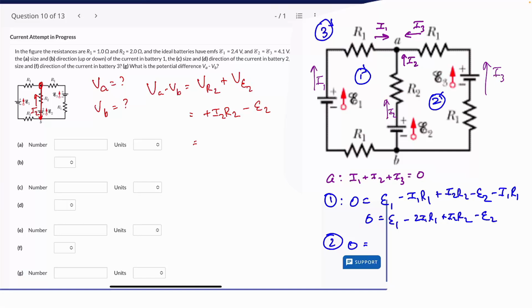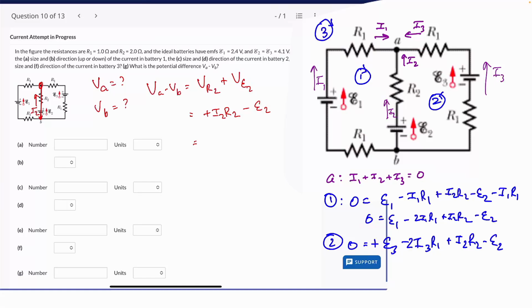So we've got E3 being positive, and then negative I3 R1, coming around, so I'm going this way. Coming around, my current and loop direction are opposite. So positive I2 R2. And then negative E2, because I go through that battery backwards. And then I pick up another R1 I3. So I'm just going to write a 2 right there.